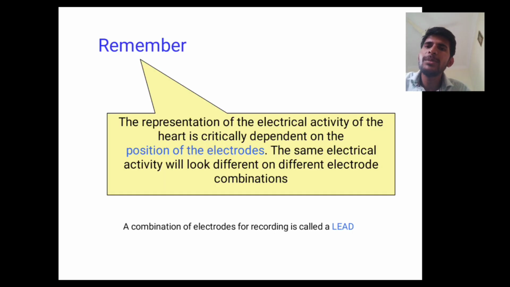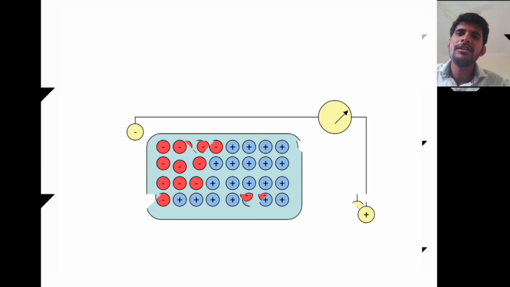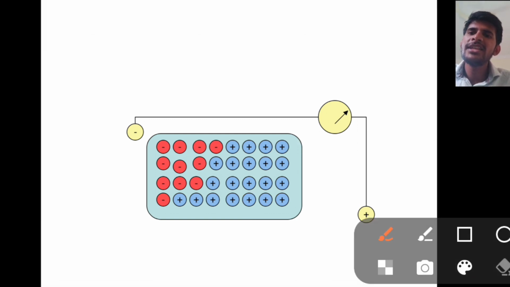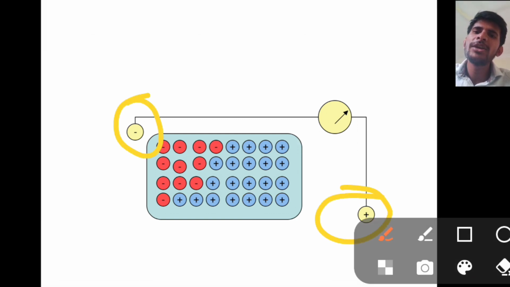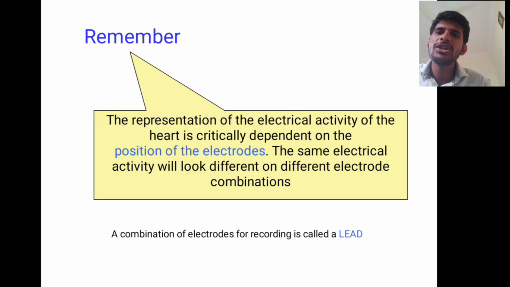Remember the point: the representation of the electrical activity of the heart is critically dependent on the position of the electrodes. The same electrical activity will look different on different electrode combinations. The phrase means the position where you place the electrode matters. Here you can see these electrodes are present on the surface of the heart. I will remove one electrode and keep it somewhere here. Then there will be no deflection. The position of the electrode matters.